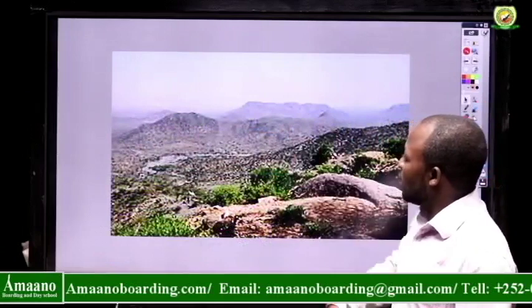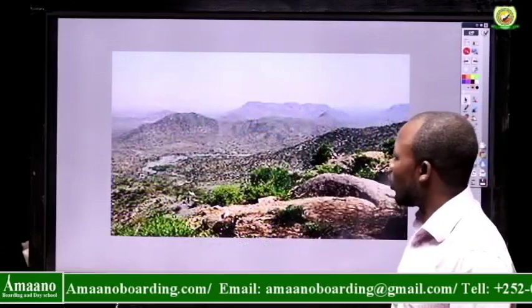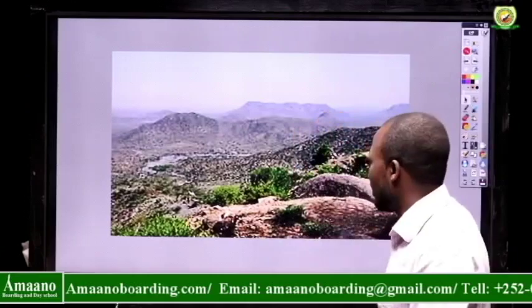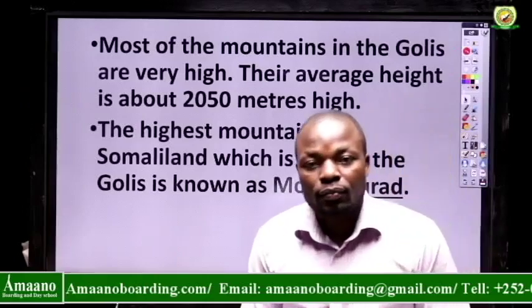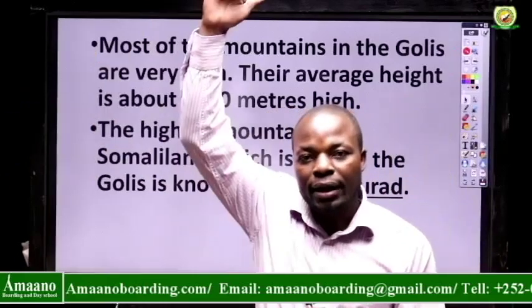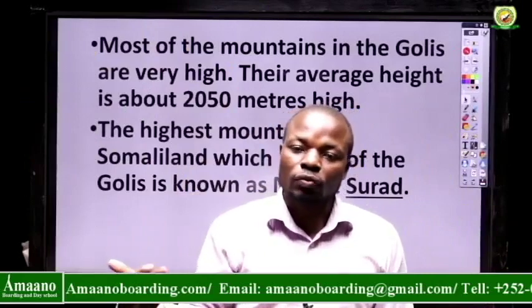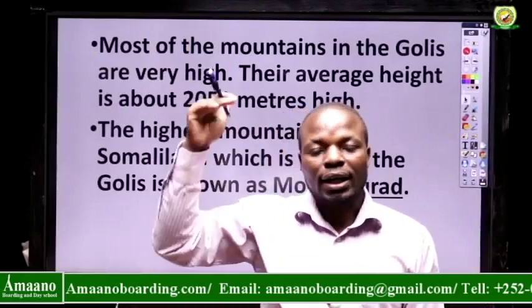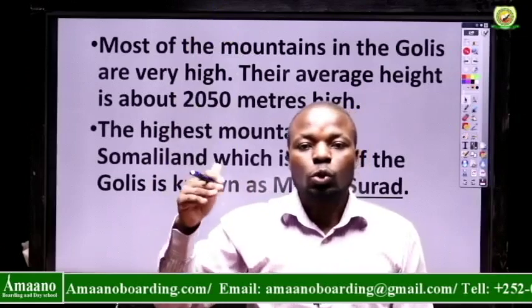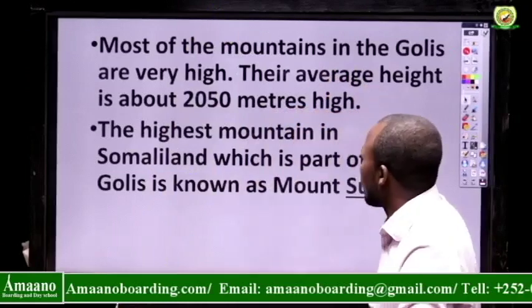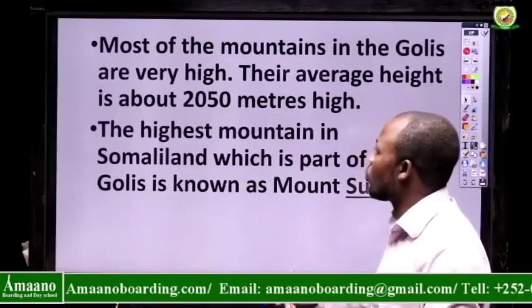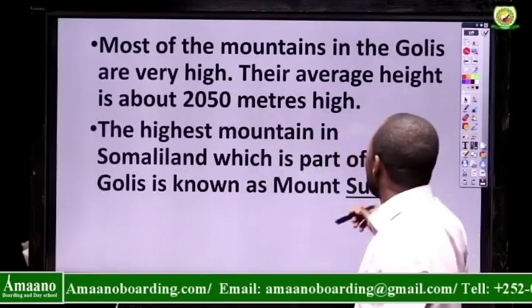Now, this is one more image showing the Golis mountain range. We said that it starts in Ethiopia and ends where the Gulf of Aden meets the Indian Ocean. Most of the mountains in the Golis are very high. When we say a mountain is very high, we mean that most of them reach a height of up to 2,050 meters above sea level. Some of them have an average height of about 2,050 meters, as you can see here, very high.